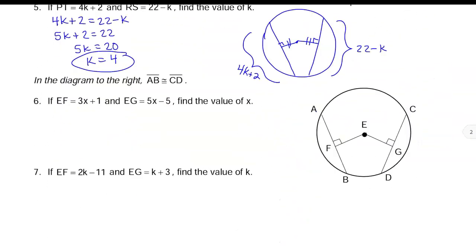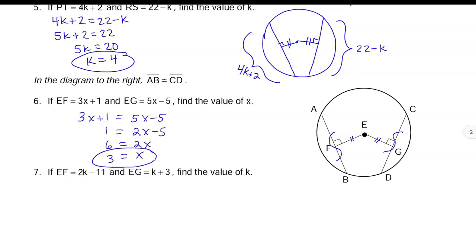In numbers 6 and 7, we are given segment AB congruent to segment CD. So I'm going to mark those congruent. Those are actually chords that are congruent. So since the chords are congruent, that means they are equidistant from the center. So EF will be congruent to EG because of that theorem. EF is congruent to EG, so that means 3x plus 1 would equal 5x minus 5. And again, EF is congruent to EG, so 2k minus 11 is equal to k plus 3.